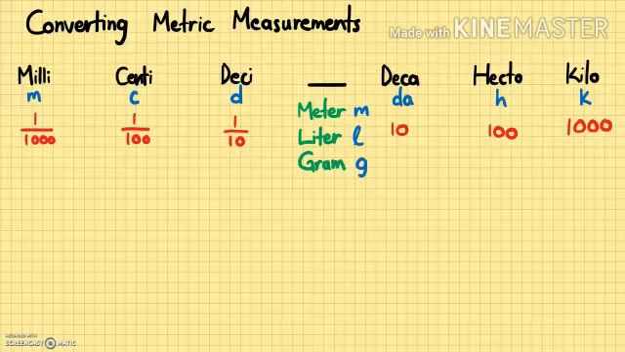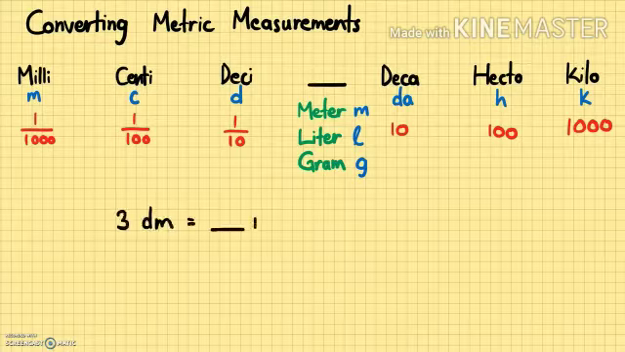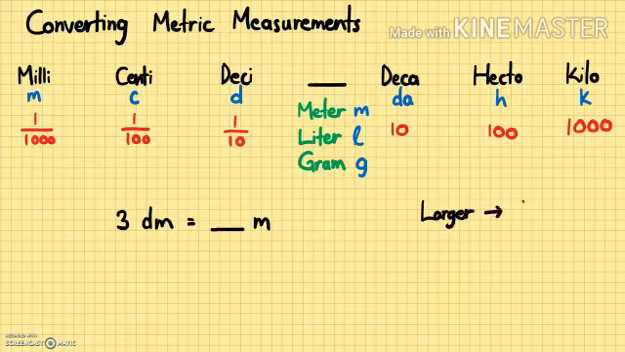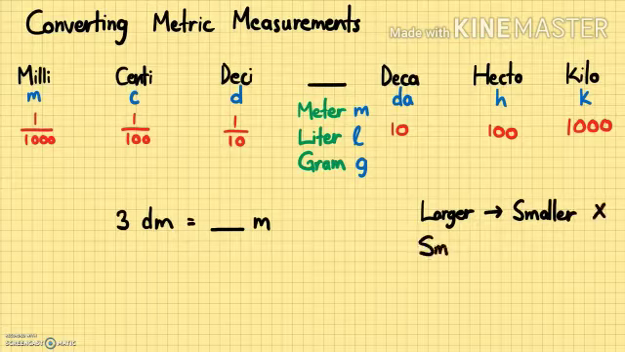This lesson is on converting measurements. For example, 3 decimeters is equal to how many meters? You need to remember two things while comparing any measurements. This works for any measurements. If you are going from a larger unit to a smaller unit, you need to multiply. And if you are going from a smaller unit to a larger unit, you need to divide.